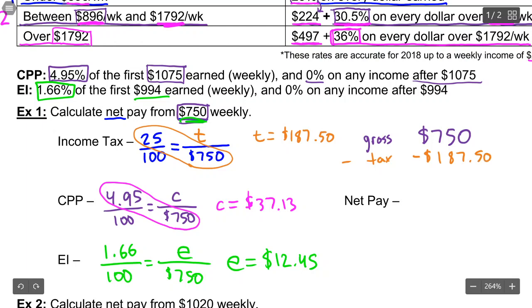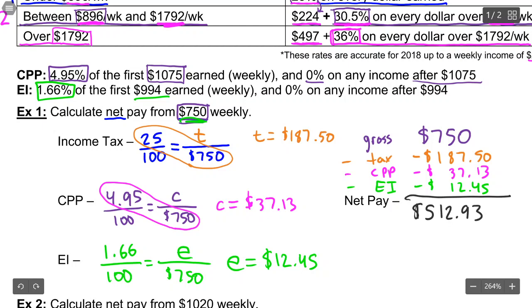$187.50 minus CPP. In this case, our CPP is $37.13. And we're going to take away EI. So take away $12.45. Add that all up, and you get a net pay of $512.93 if you rounded all your pennies correctly.